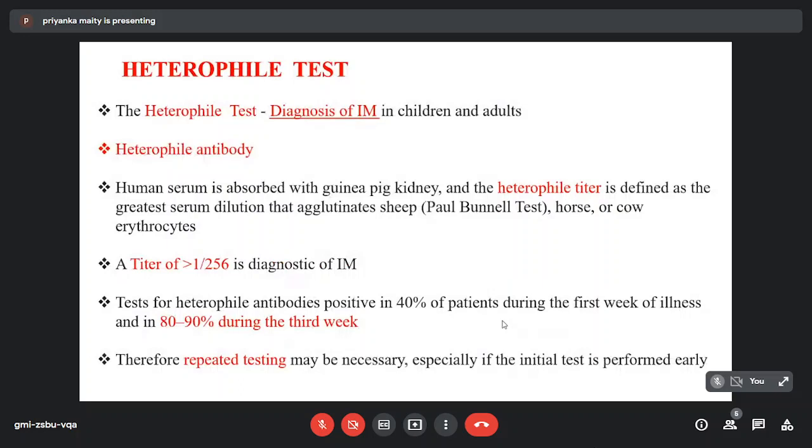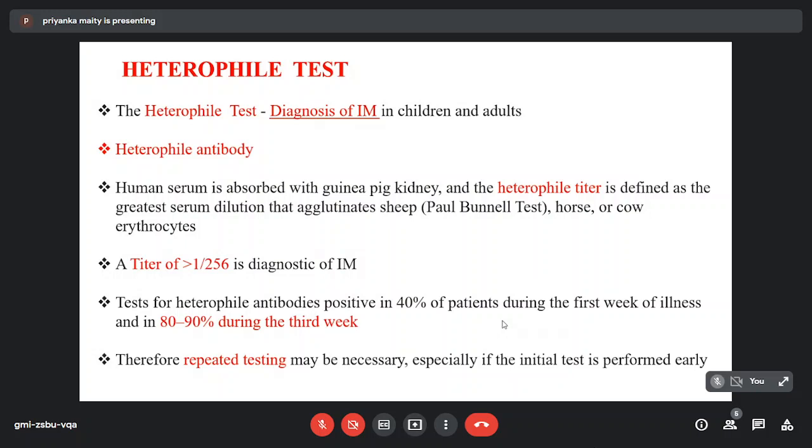Heterophile test. The heterophile test is used for diagnosis of infectious mononucleosis in children and adults. In this test, the heterophile antibodies are looked for. Human serum is absorbed with guinea pig kidney, and the heterophile titer is defined as the greatest serum dilution that agglutinates sheep, horse, or cow erythrocytes. A titer of more than 1:256 is diagnostic of infectious mononucleosis. Paul and Bunnell first demonstrated that serum from patients of infectious mononucleosis can agglutinate sheep RBCs.